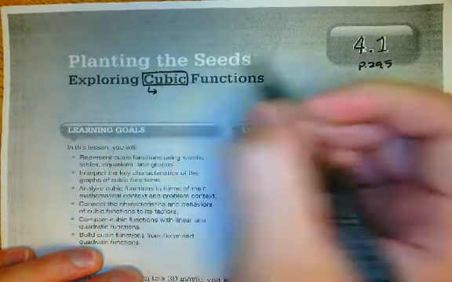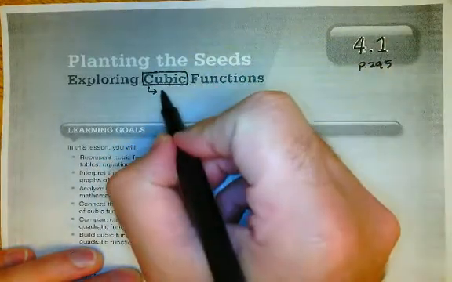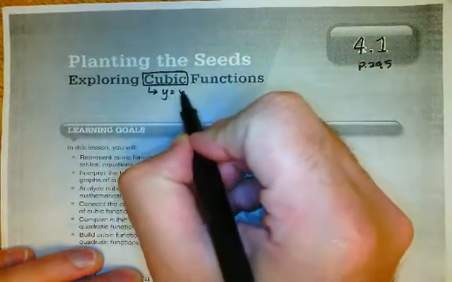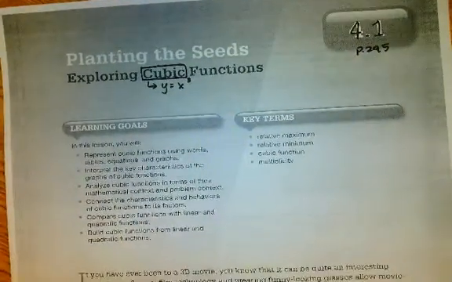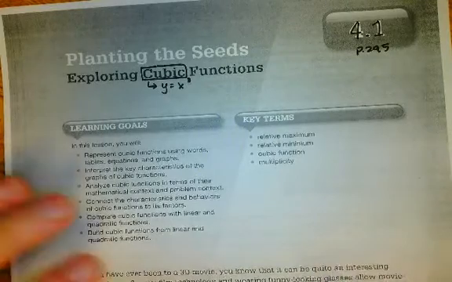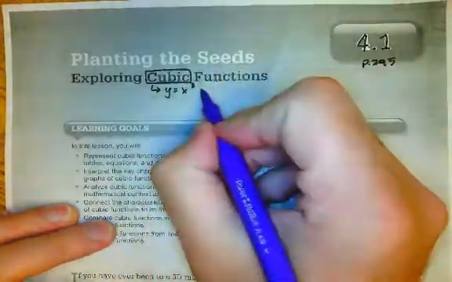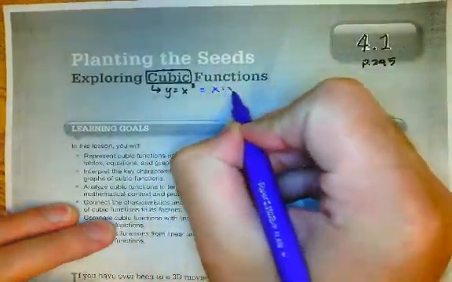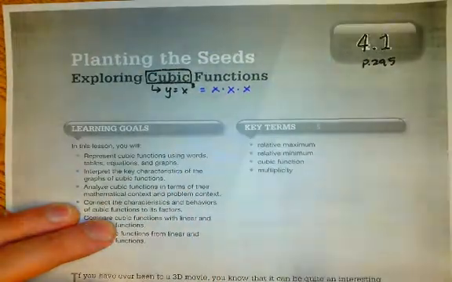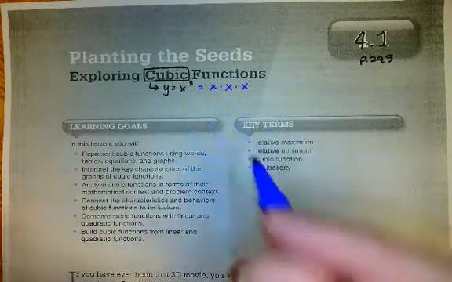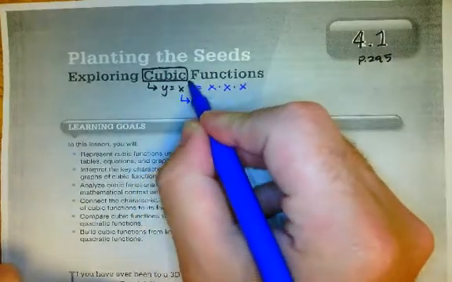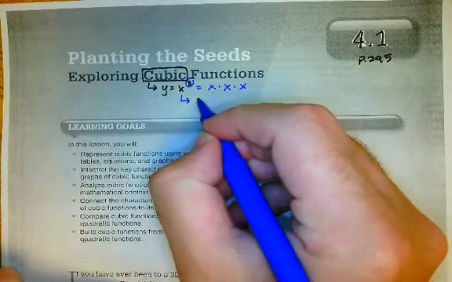A couple things you need to know about a cubic function. First off, this is a function that is to the power of 3. Okay, we need to know that. That's very important. The reason we have a power of 3 is because we are taking x times x times x. That's important to note.